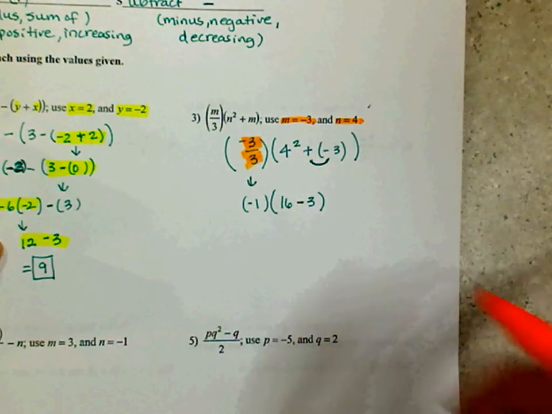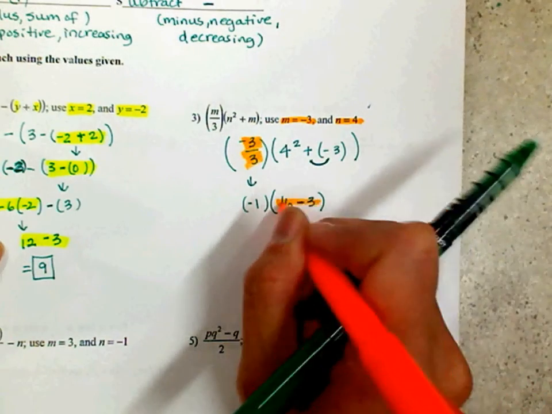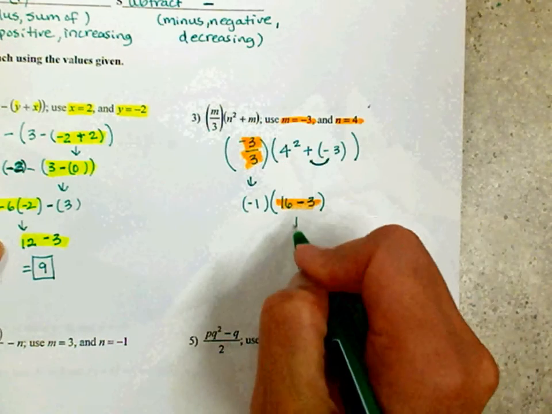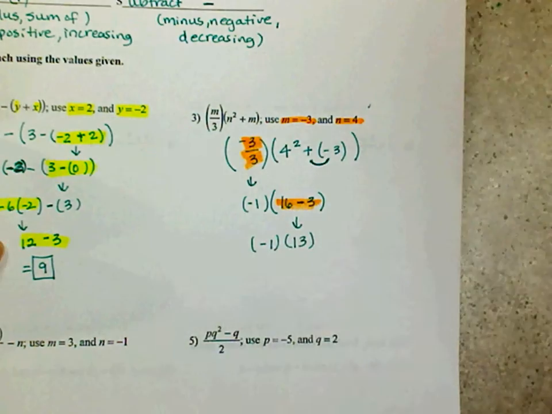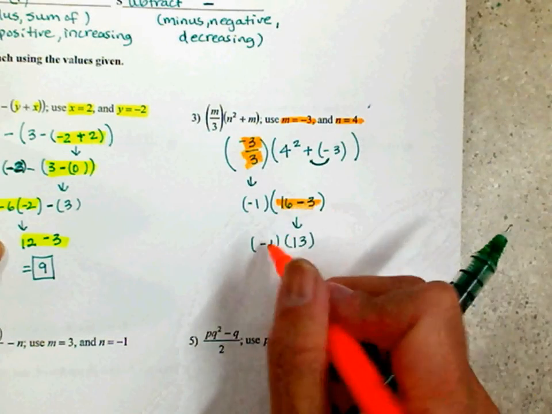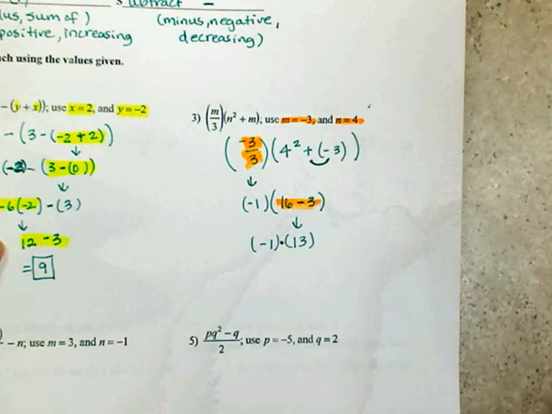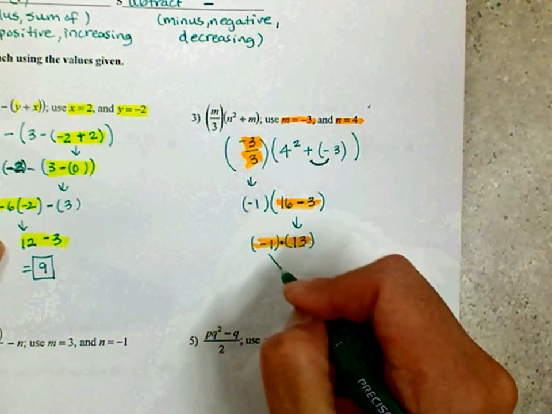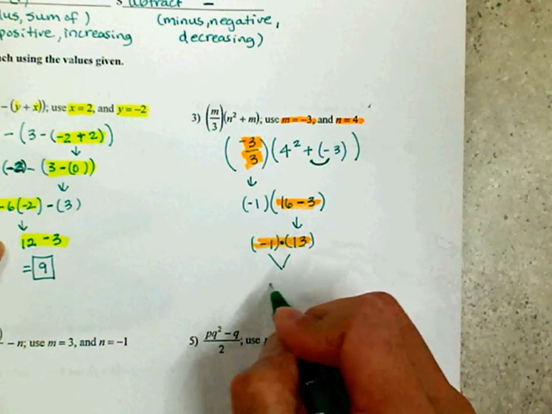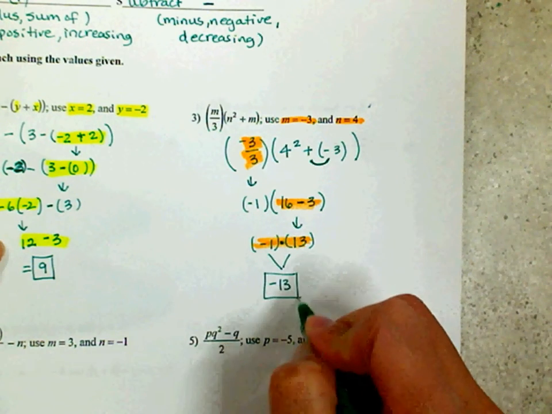Next step, groupings first. 16 minus 3 is 13. Bring down your negative 1. When they're next to each other like that, that means you multiply, so you're going to combine these two. Negative 1 times 13 is negative 13. And there you have your answer.